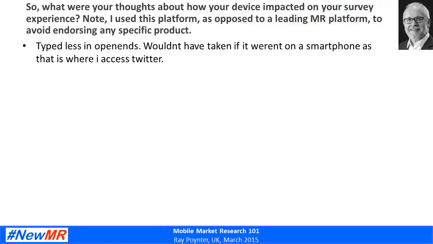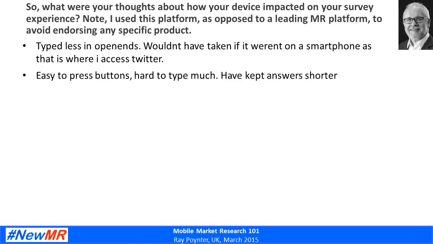Wouldn't have taken it if it weren't on a smartphone, as that is where I access Twitter. So we've got multiple things going on here which are so typical about mobile research. Yes, I typed in fewer open ends, but I wouldn't have taken the study if it wasn't on my smartphone, and I linked to it via Twitter. Easy to press the buttons. I don't know if anybody, those of you who have taken it, noticed, but the whole area around the buttons counts as a button. It wasn't just the button itself.